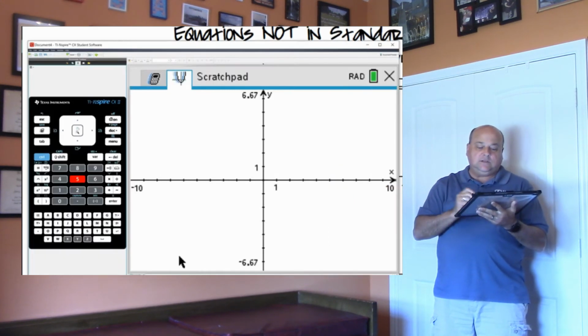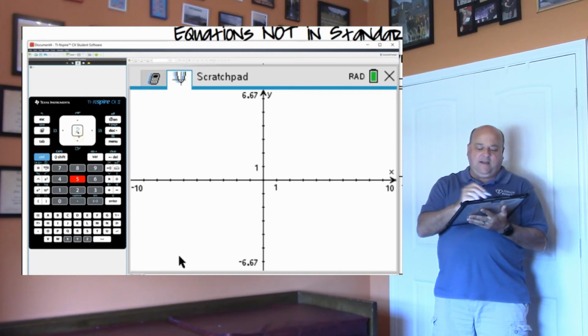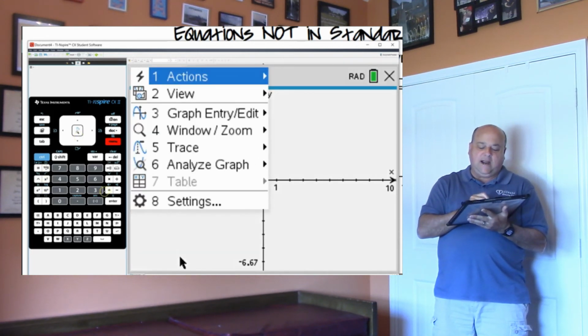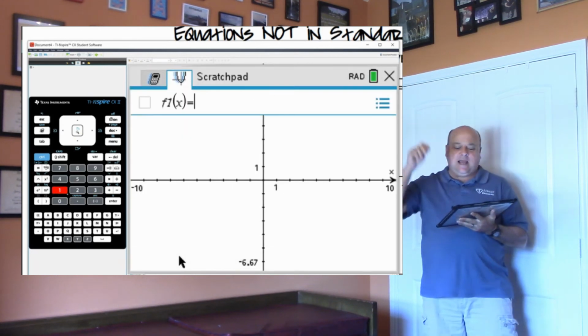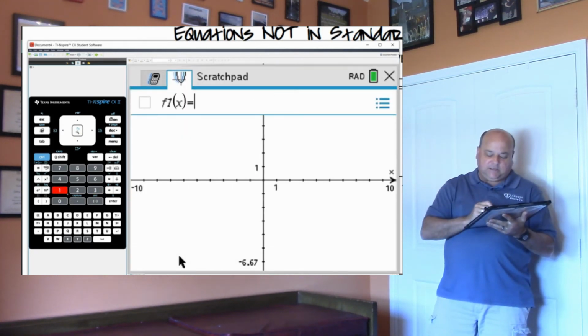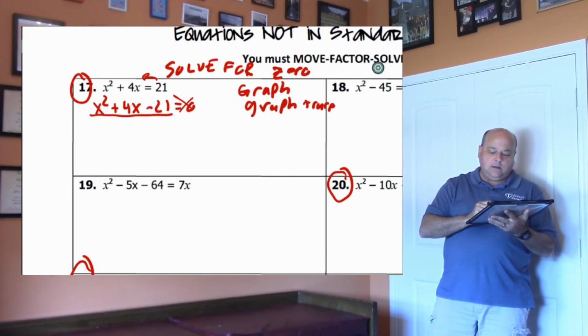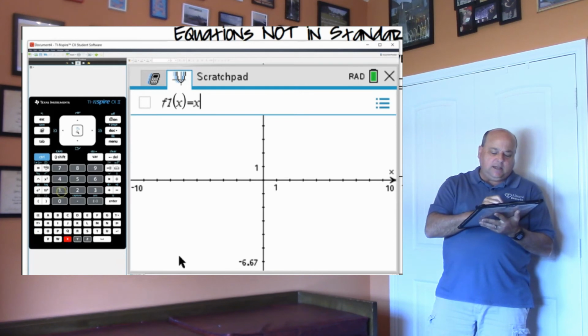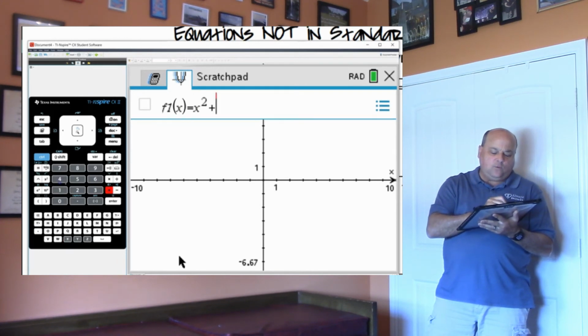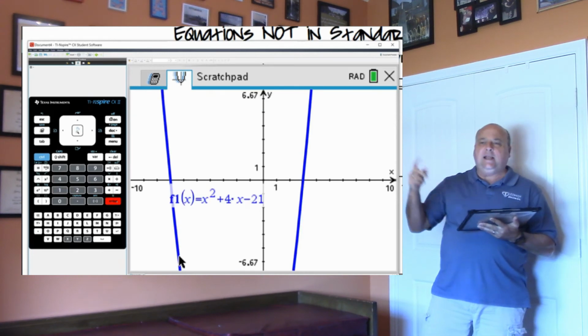So let's do this. So we're going to go to the graph, hit tab, or let's do menu. Graph is 3, function is 1. Sometimes if you hit tab, it just make sure it says F1x, and then we're going to type in x squared plus 4x minus 21. So x squared plus 4x minus 21. Hit enter. I get my graph.